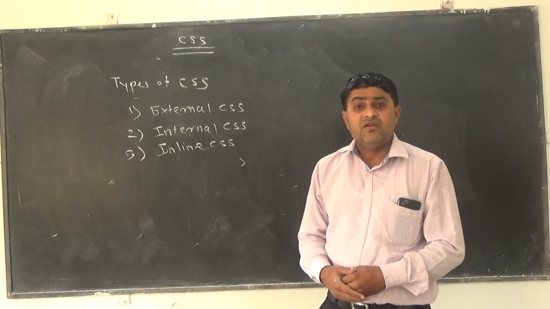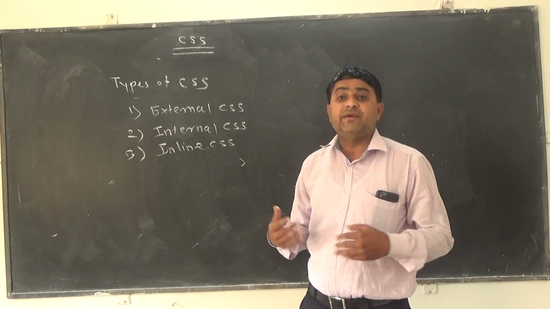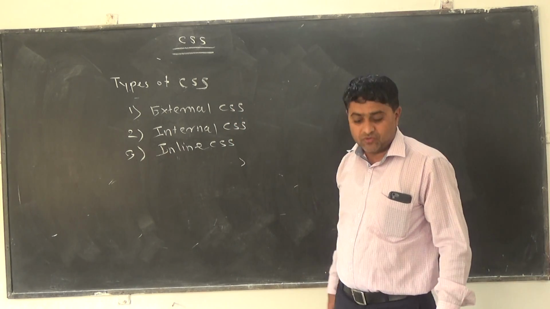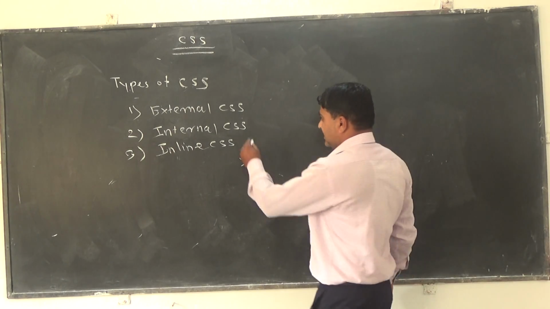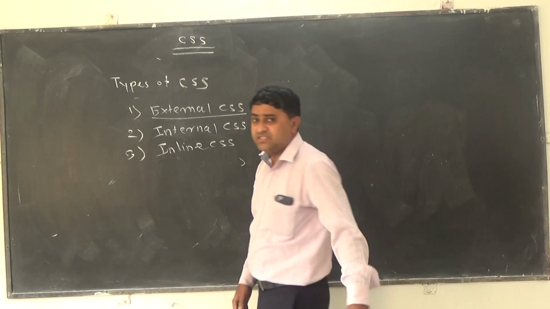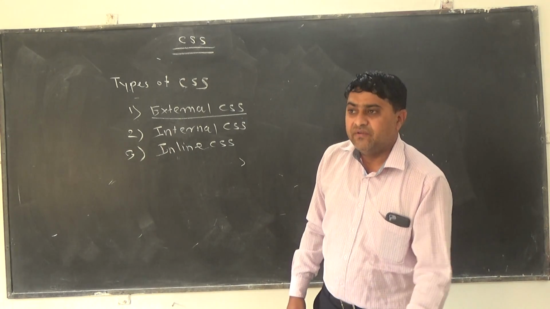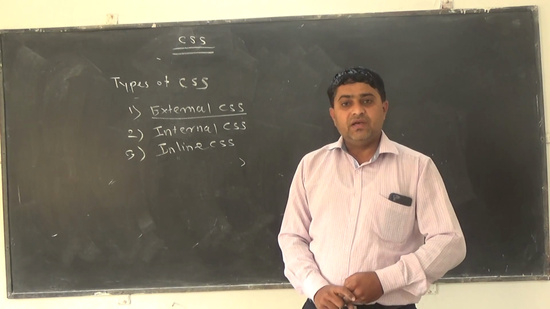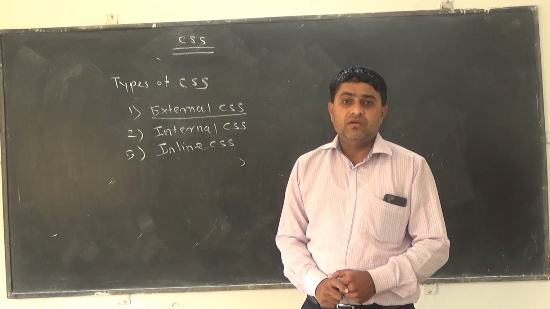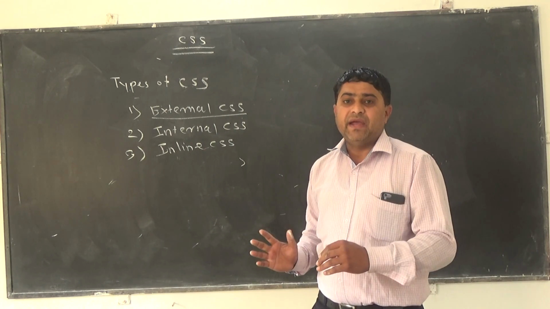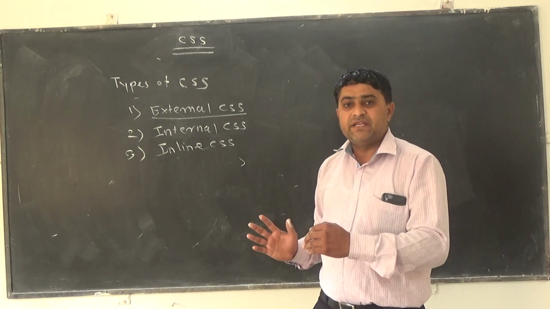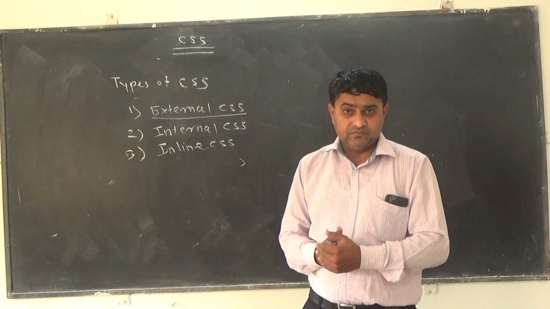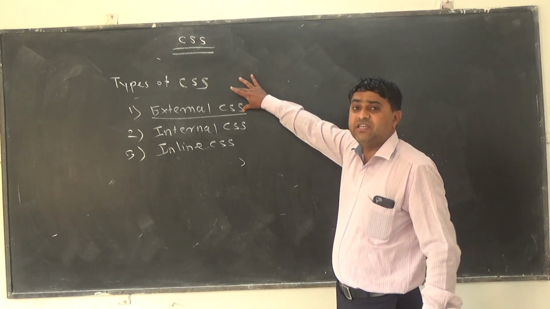This is also called positioning the CSS in the HTML document. There are different ways to position the CSS in the HTML document. Now we see the external CSS. What is the external CSS? External CSS means that we define a separate file, and in that we write the CSS rule, and the reference of that separate file will be included into the HTML file using the link element. So this is called the external CSS.